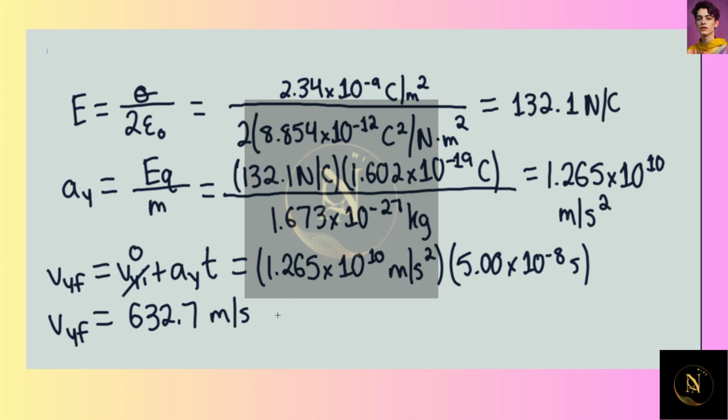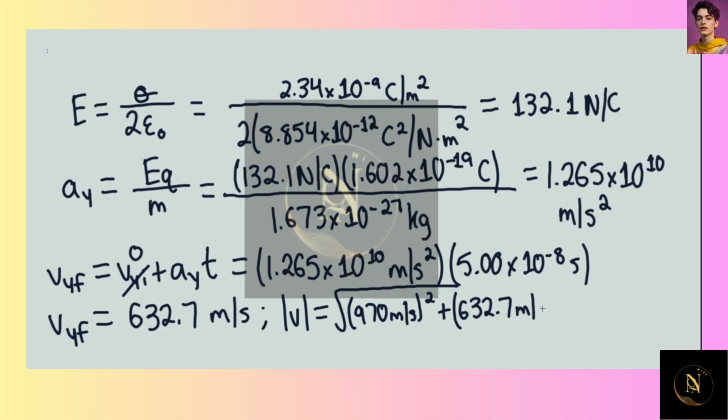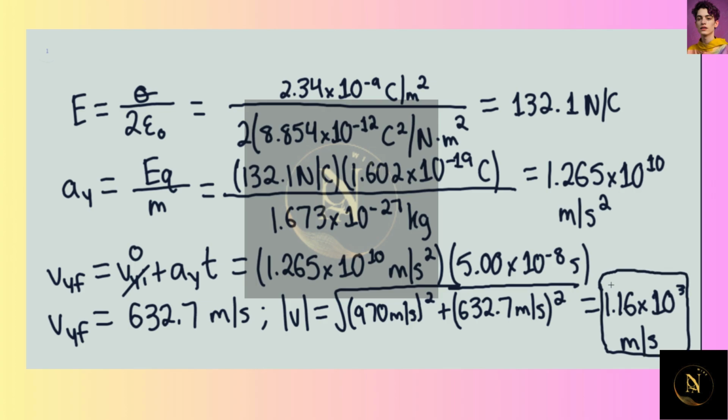And so we can calculate the magnitude of the final velocity. This would be equaling the square root of 970 meters per second quantity squared plus 632.7 meters per second quantity squared. Evaluating the square root, we find that the magnitude would be approximately 1.16 times 10 to the third meters per second. This would be our final answer. That is the end of the solution.